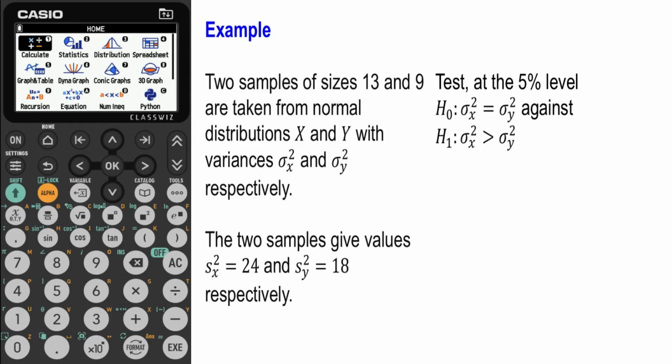Two samples of sizes 13 and 9 are taken from normal distributions x and y with variances sigma x squared and sigma y squared respectively. The two samples give values sx squared equals 24 and sy squared equals 18 respectively. We have to test at the 5% level the null hypothesis H0 where sigma x squared equals sigma y squared against the alternate hypothesis H1 where sigma x squared is greater than sigma y squared.